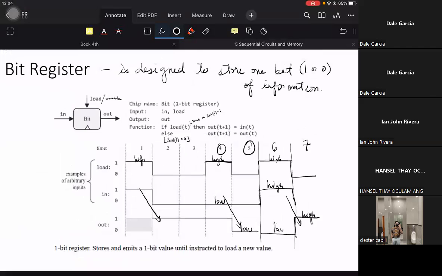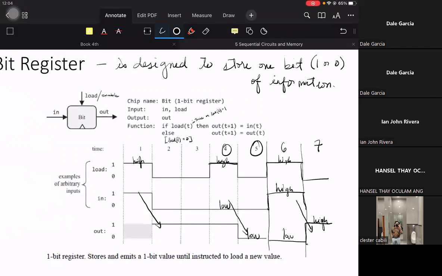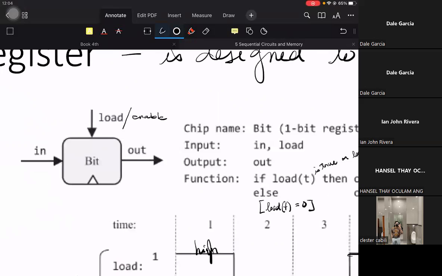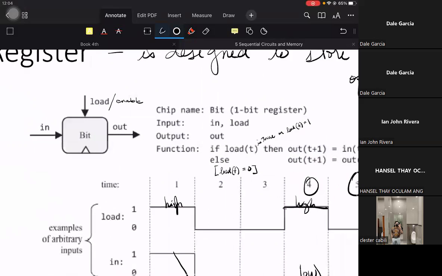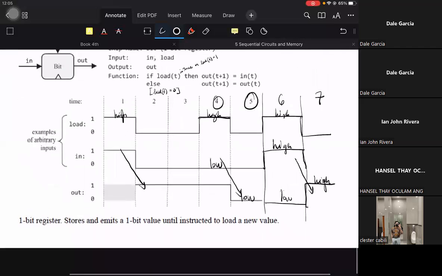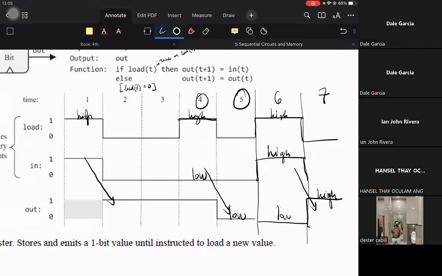So the first thing we need to notice is when load goes high. It might be better to call it enable. Enable pin, load enable, they are synonymous. Enable is as if its capability to store that state for the next cycle is turned on. So whenever the enable goes high, the output will copy the previous input. Maybe it's better to take note of this.